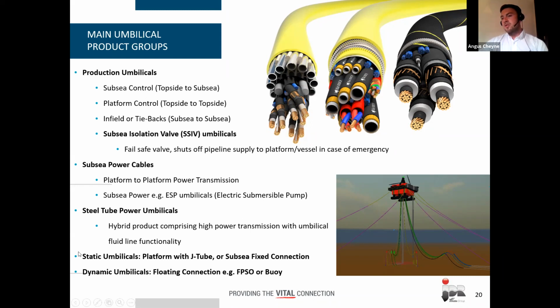Another important consideration in terms of product groups is static or dynamic. Static umbilicals, which are most common, are where you may have a platform and the umbilical is routed through a J-tube, or if you have a fixed subsea connection where the umbilical is not expected to move. Whereas a dynamic umbilical would be a floating connection, such as an FPSO or floating platform that's, for example, shown on the right in this picture here. For these sorts of applications, it's important to consider the high fatigue that is imparted on the umbilical and the components.